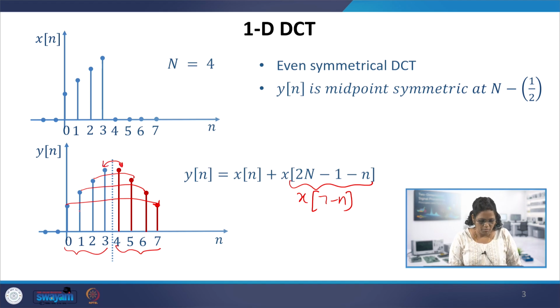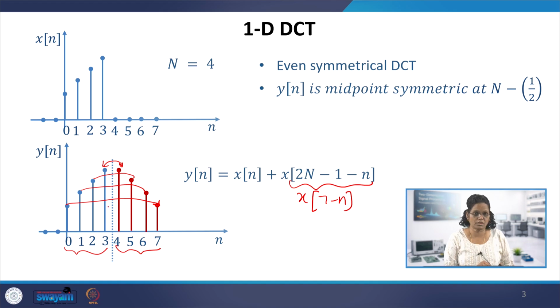So we get the mirror image, which is symmetrical about N minus 1 by 2. The center is at N minus 1 by 2, a midpoint symmetric signal. This is the way in which y of n is obtained from x of n. We would do the same in the 2D DCT as well. This is in one dimension: we take the mirror image in the n1 direction, and similarly we do it in the n2 direction in the two-dimensional DCT. So this is the even symmetrical DCT. We got y of n.